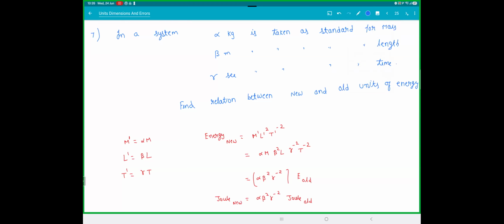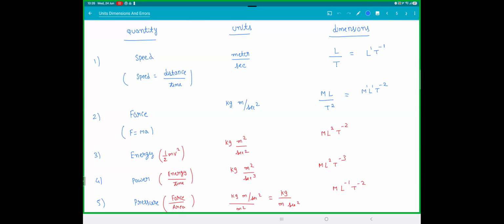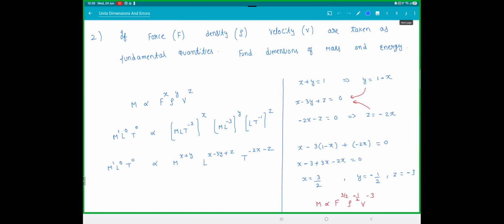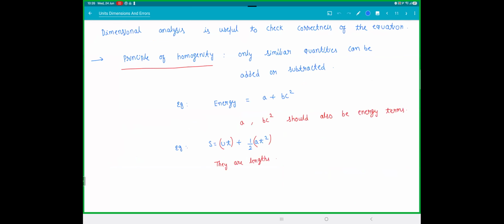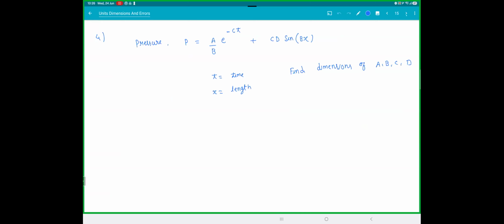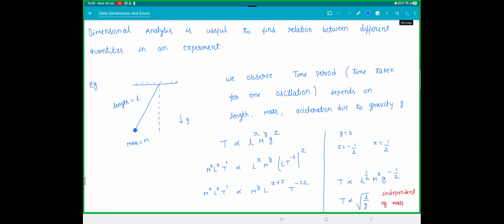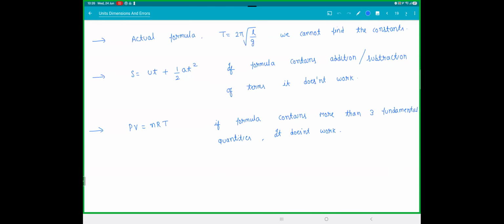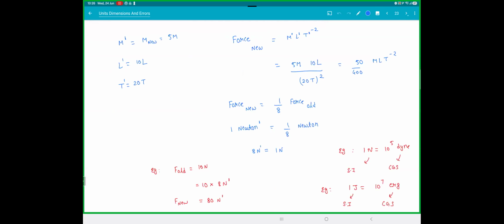All clear with this? That's about units and dimensions. These are the 5 models you have. The first thing, if someone gives you a quantity, you can find the units and dimensions. The second thing, alternate fundamental quantities. Third thing, principle of homogeneity: you can add only the same type of quantities. Fourth one is, in an experiment, you can relate them. This is same as model 2. Fifth one is finding relation between units.